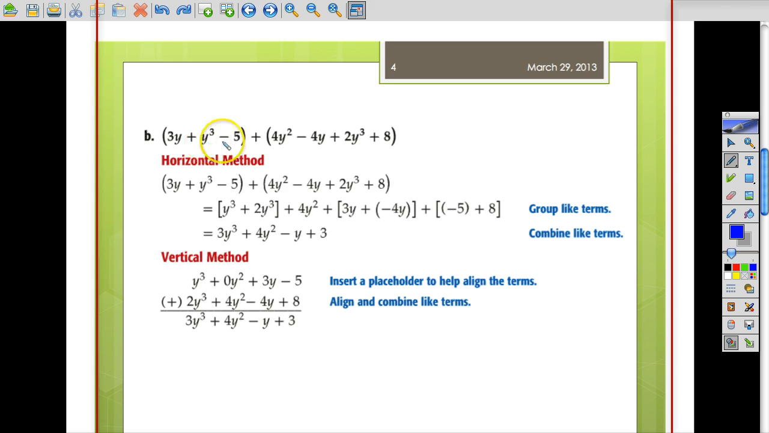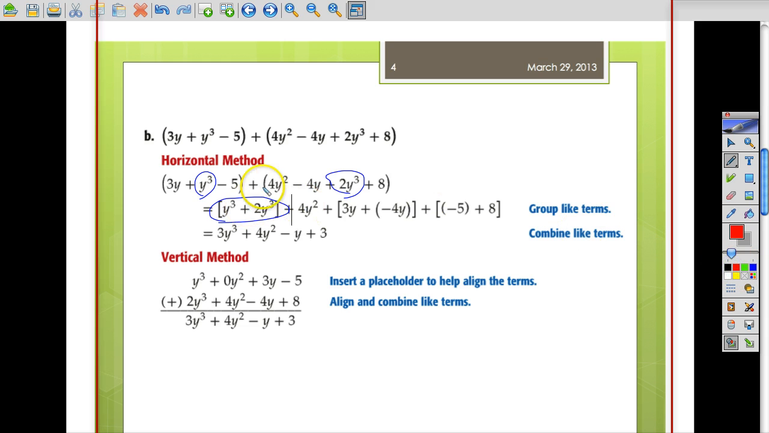Here's another example. If you have these polynomials that you want to add, you can use the horizontal method. Here we go. You're going to line up all the like terms. So you have y to the third and 2y to the third. And that's a positive, so you're going to add y to the third plus 2y to the third together.